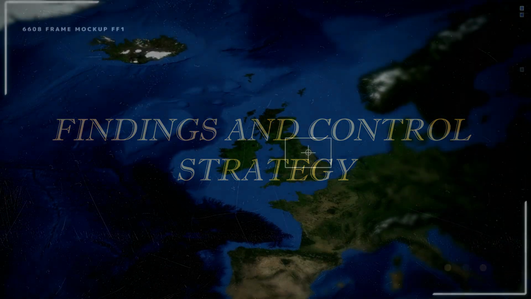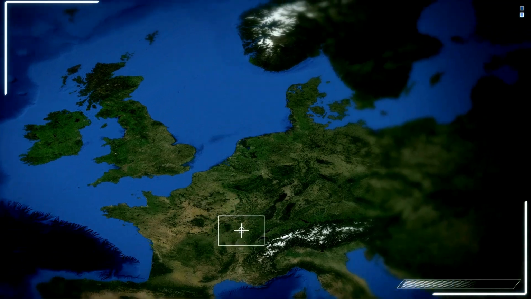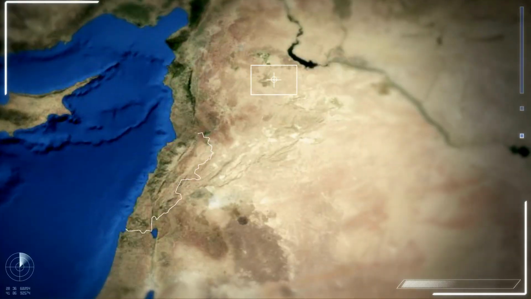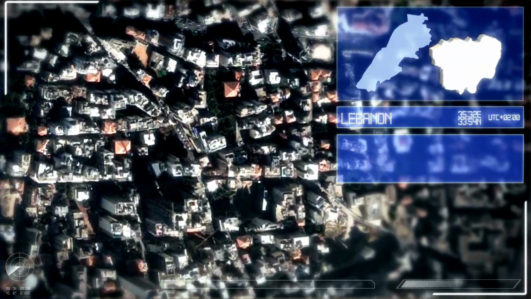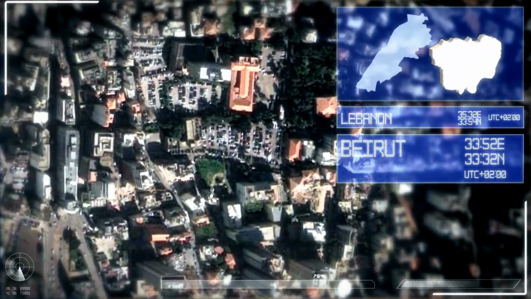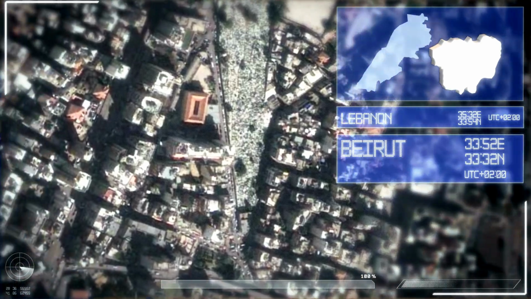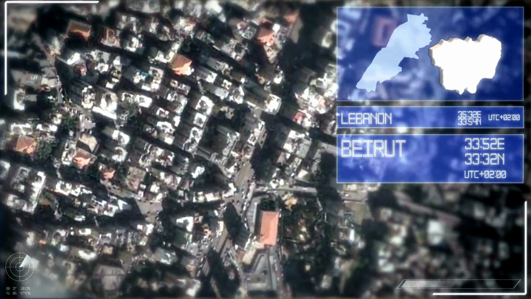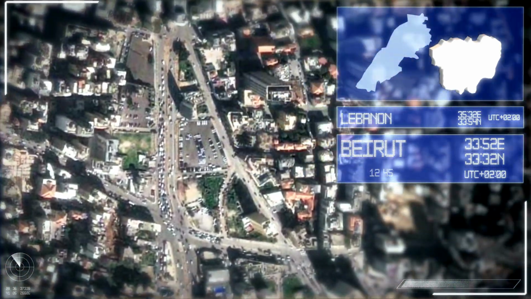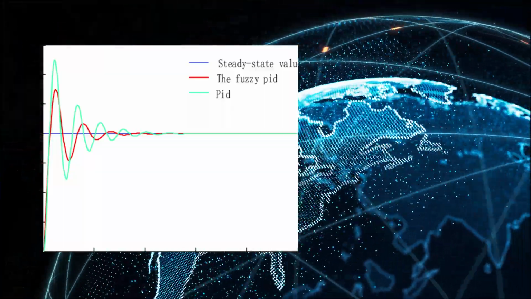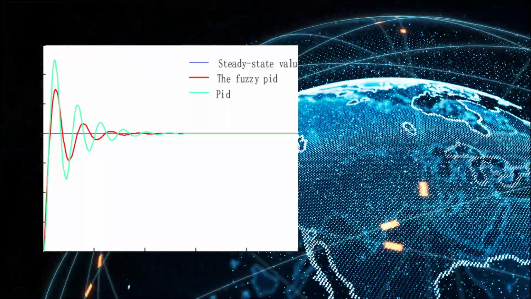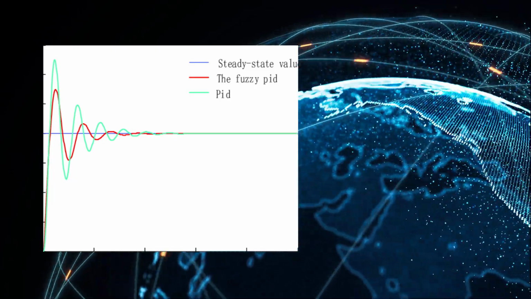The use of Fuzzy-PID controllers represents a significant advancement in satellite attitude control systems, addressing the inherent challenges of non-linearity and environmental disturbances. Unlike traditional PID controllers, which rely on fixed proportional, integral, and derivative gains, fuzzy logic introduces adaptability by dynamically tuning these parameters based on the satellite's current state and external conditions. Traditional PID control works well in linear systems with predictable behavior, but space dynamics are highly nonlinear.